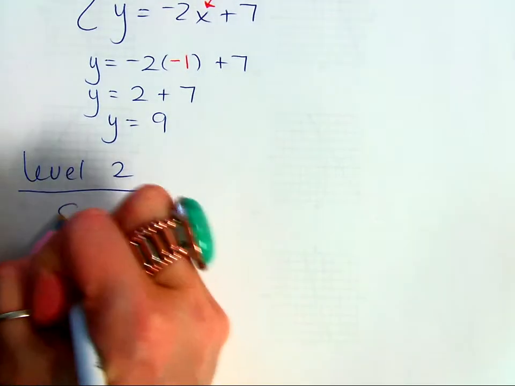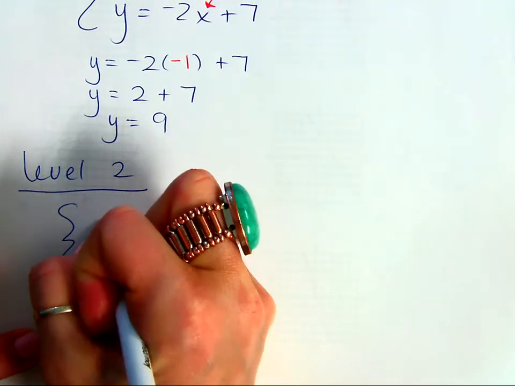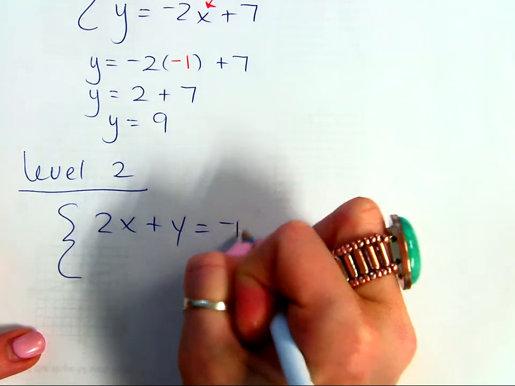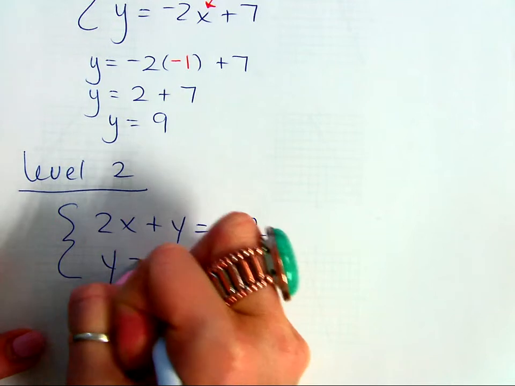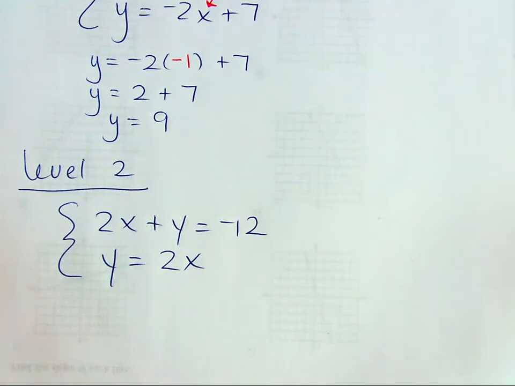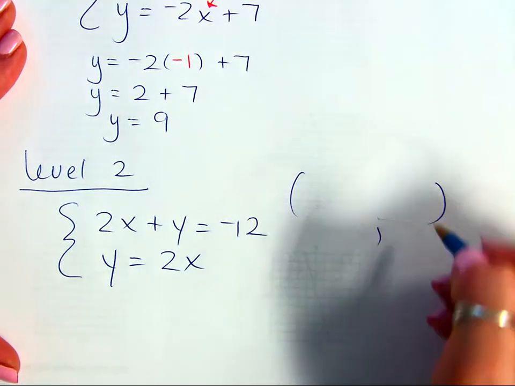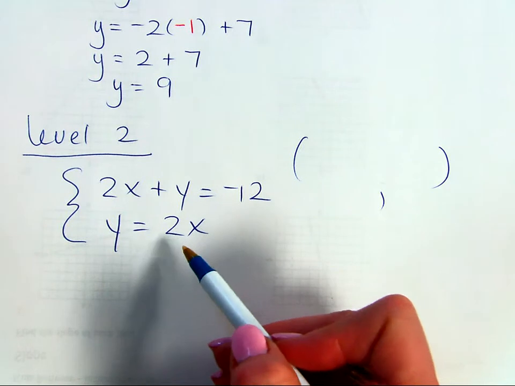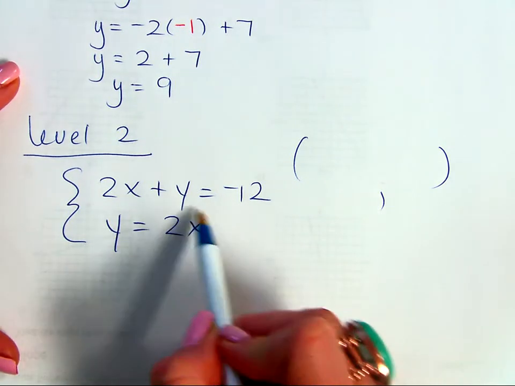Okay, level 2 gets a little trickier, but it's still not too bad, is it? So level 2 would look like this. It would look like 2x plus y equals -12, and y is equal to 2x. So instead of just coming out and giving me one of them and saying, here, y is equal to 2, here's your gift, put it up here, they're not giving you that anymore. But they're making it not so hard because they're just giving you one term, right?